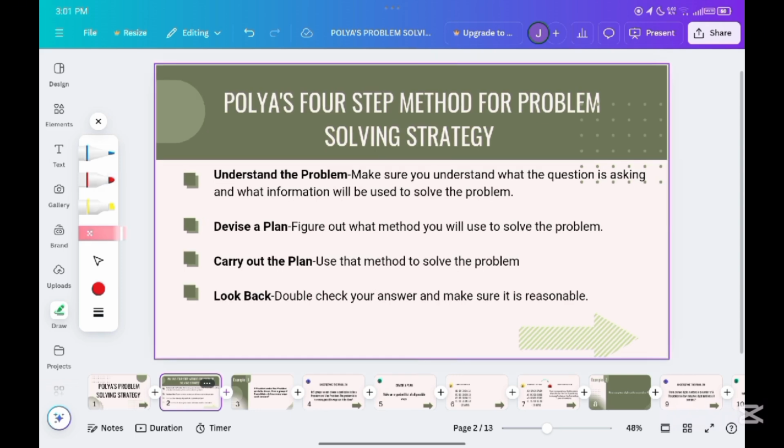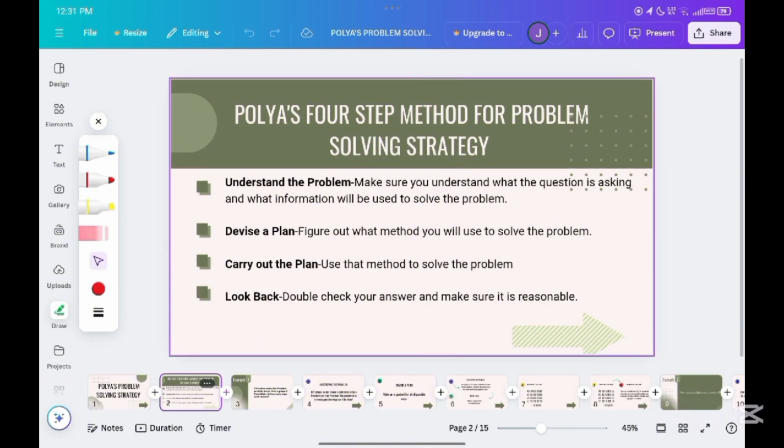The second step is to devise a plan. Figure out what method you will use to solve the problem, such as making a list, making a diagram, or looking for a pattern, guess and check, or other method. Third is to carry out the plan, and fourth is look back. Double check your answer and make sure it is reasonable.